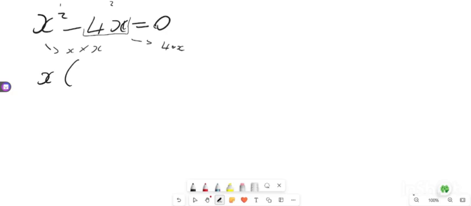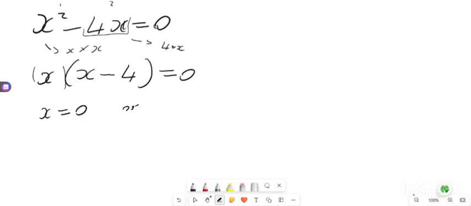We keep our x, then what remains from x squared is x, then the sign. We keep the x from 4x, and what remains is 4, equals 0. So in the bracket we have x minus 4 equals 0, and x equals 0. Therefore x minus 4 equals 0. As we discussed in the last video, we move it over to get plus 4. Therefore, now you get the answer.